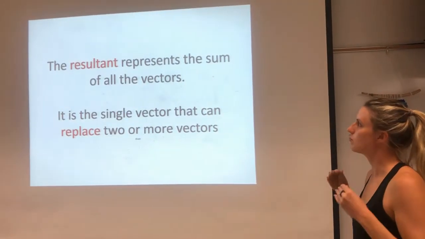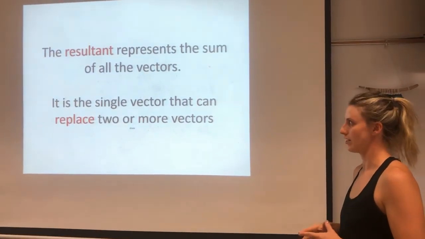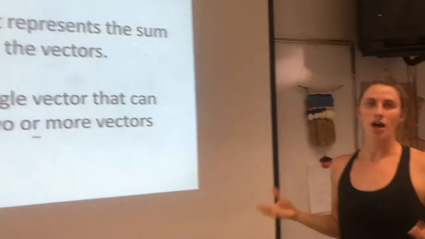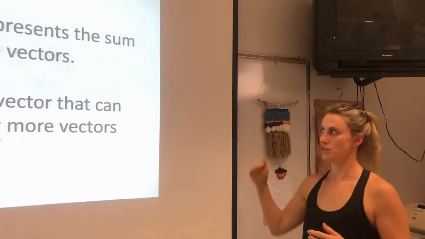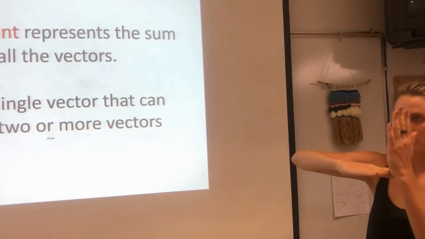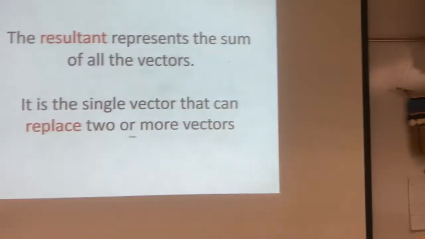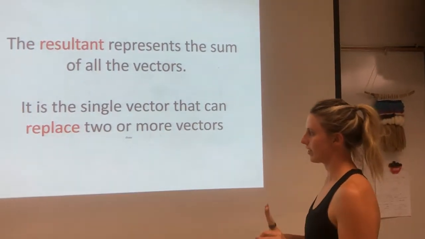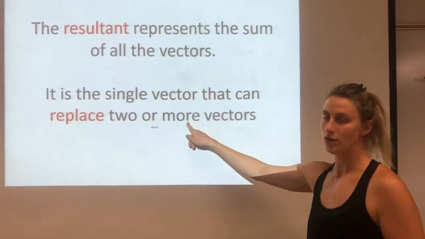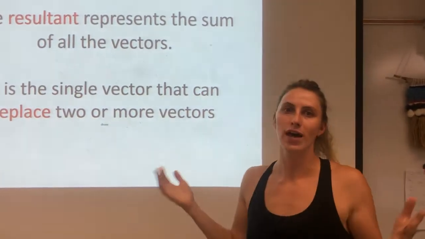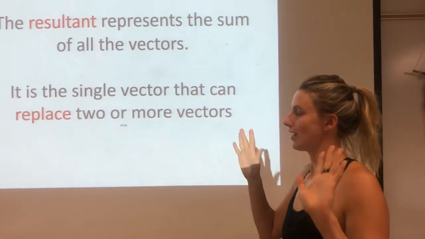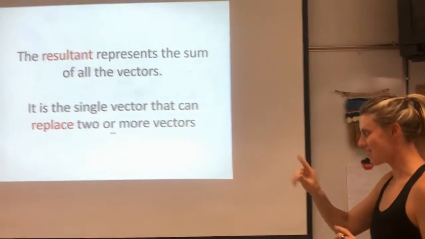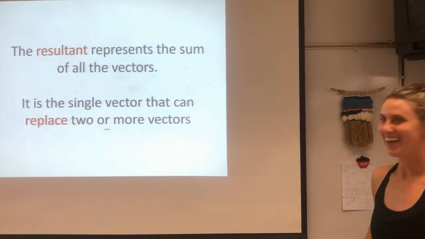The resultant represents the sum of all the vectors. It is the addition of our vectors. The resultant is this one, the long side plus the short side on the triangle that we measured on the table. It is the single vector that can replace 2 or more vectors. And when I say more, I mean we could be adding 3, 4, 5, 10 vectors. Now, we're not going to get into that. But we could if we wanted to. If you're bad students, we'll make you.